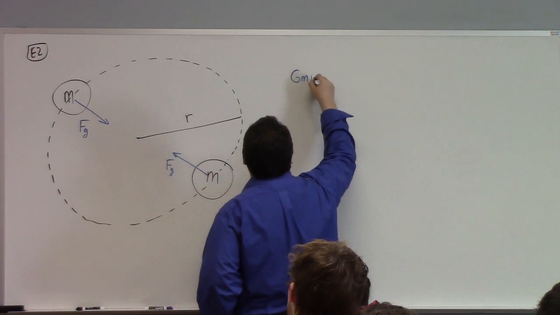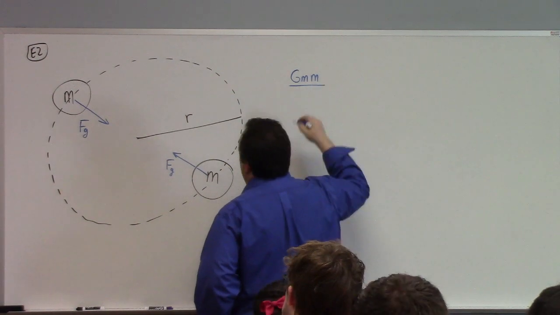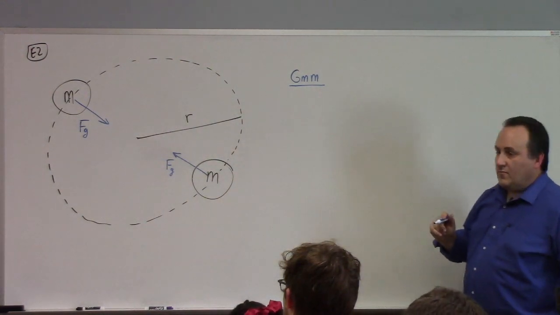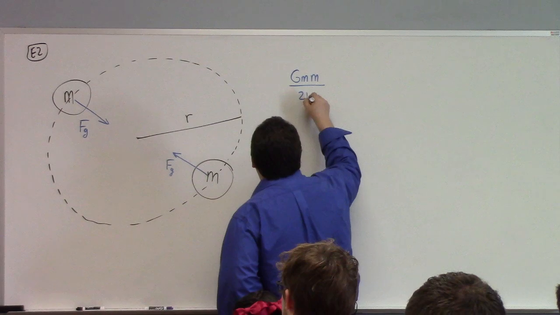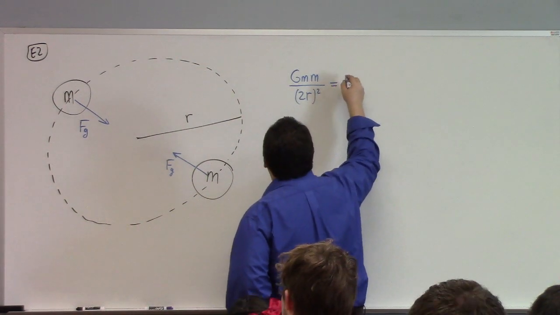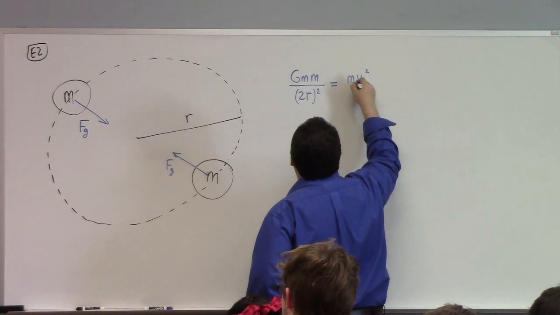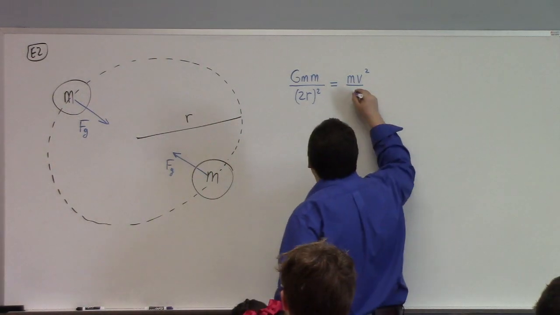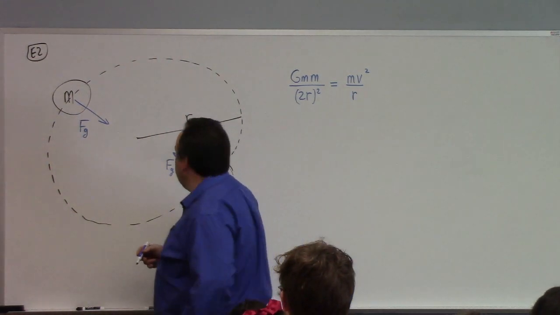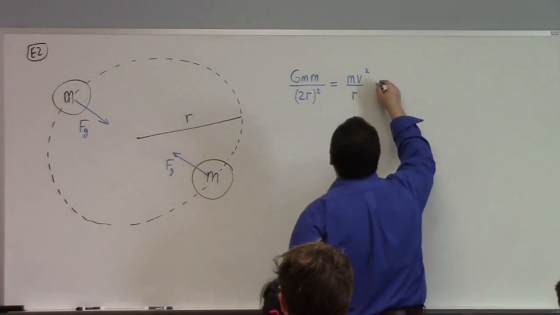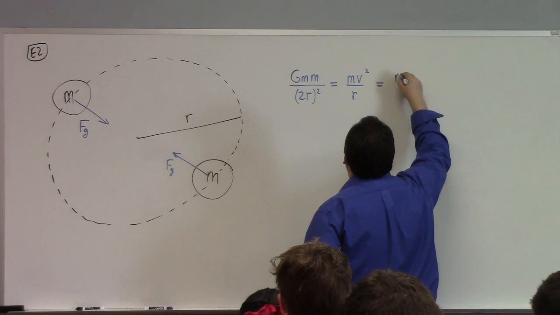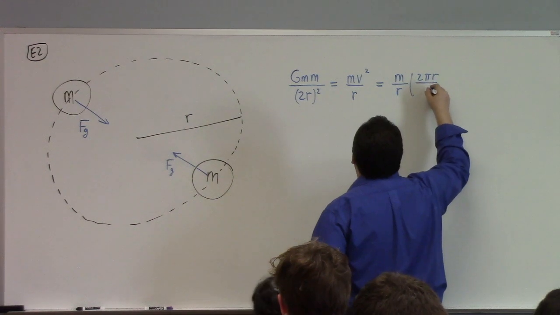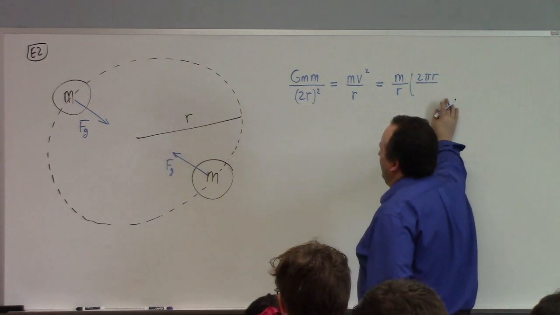So G M divided by, now what's the distance between the gravitating objects here? 2r, right. So I take 2r, I square it, and that's equal to what? M v squared. Now I don't put 2r here, because it's circular motion with radius r, so I just have r. And okay, so then we can work it out. So we have m over r times 2 pi r over the period.